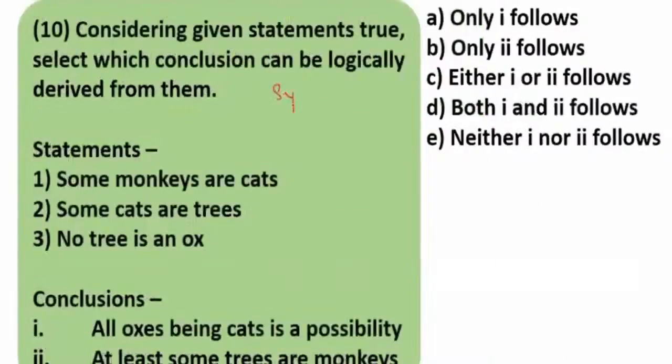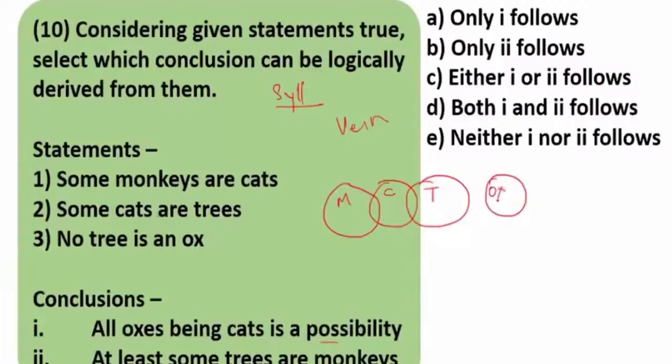By looking, you will realize this is a syllogism sum plus the word possibility is there. So possibility kind of sums are there and we have to solve it using Venn diagrams. Let's draw the Venn diagram. Some monkeys are cats. So this is monkeys. These are cats. Some cats are trees. So some cats are trees. No tree is an ox. So this is an ox.